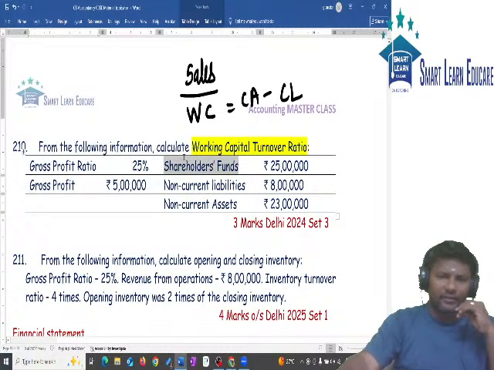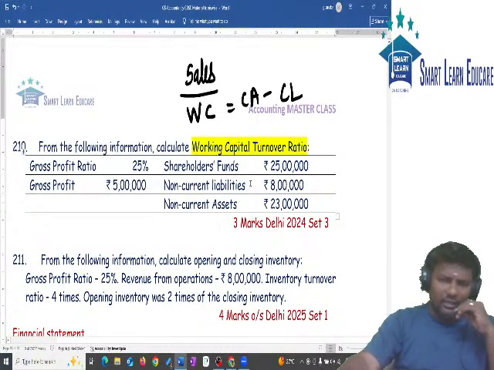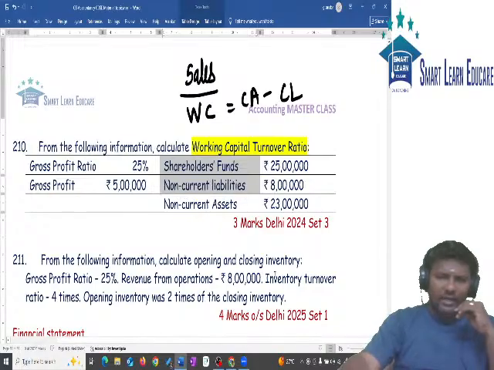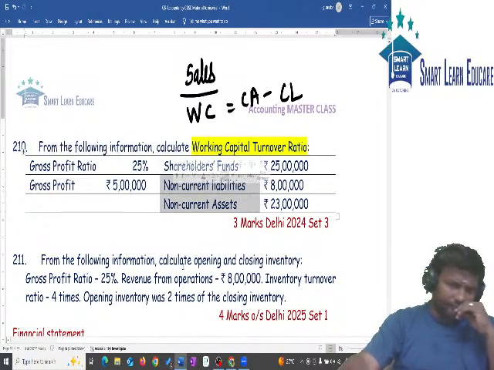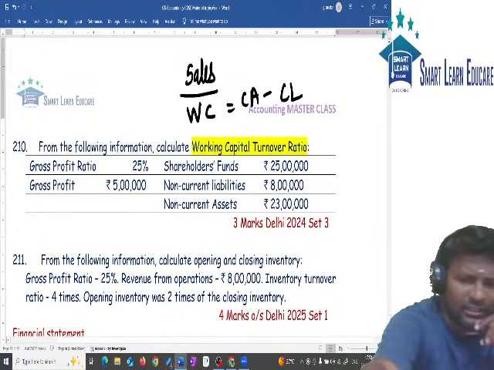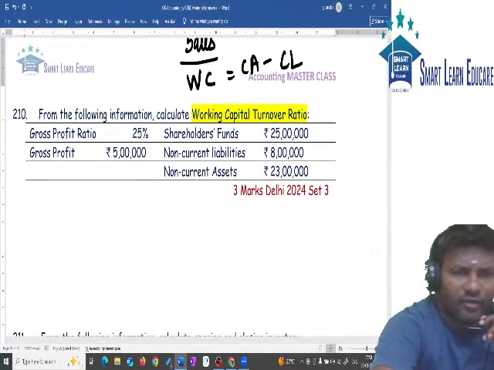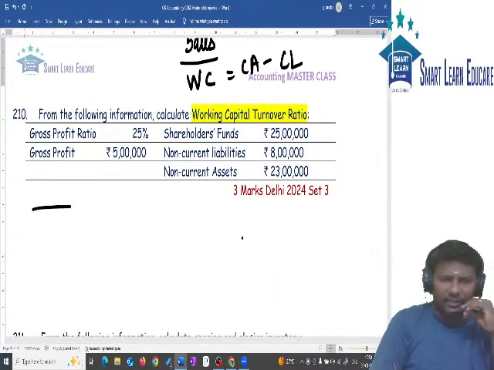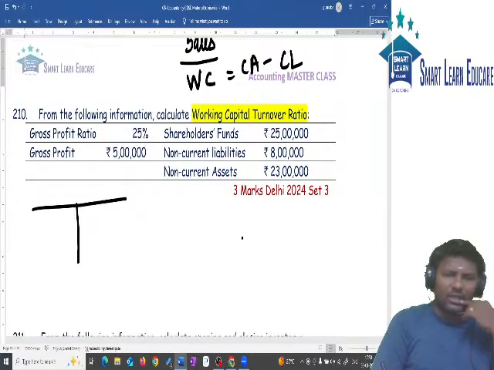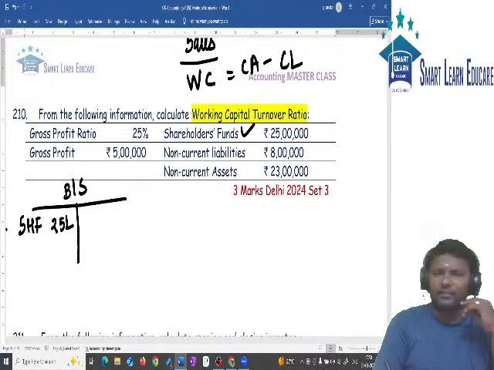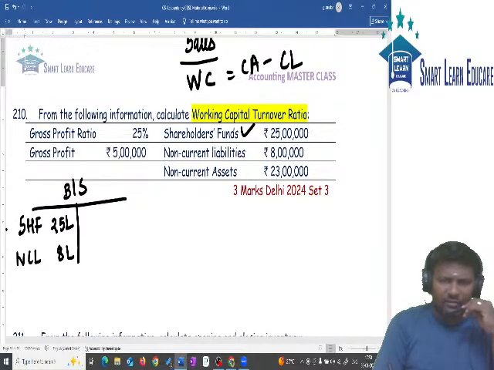Shareholders fund is given, non-current liability is given, and current asset is given. So yesterday we learned something. What is the format of balance sheet? Yesterday we learned what all will be there in the balance sheet. First, shareholders fund will be there. What is shareholders fund? 25 lakh. Non-current liability is given, 8 lakh.